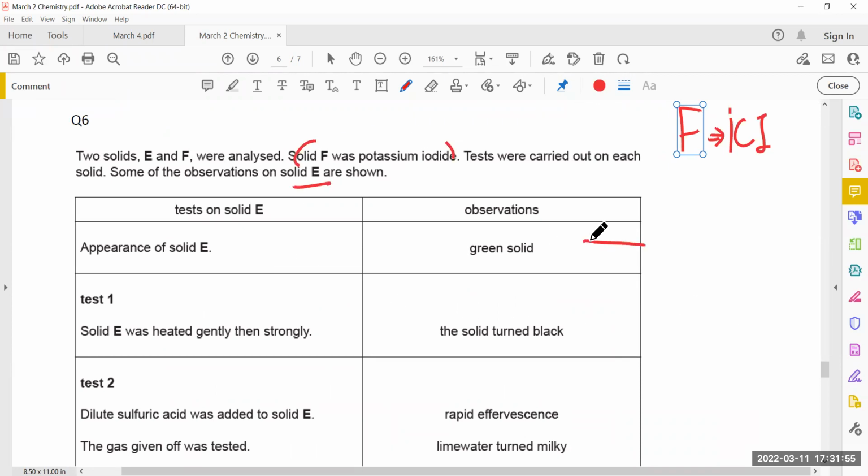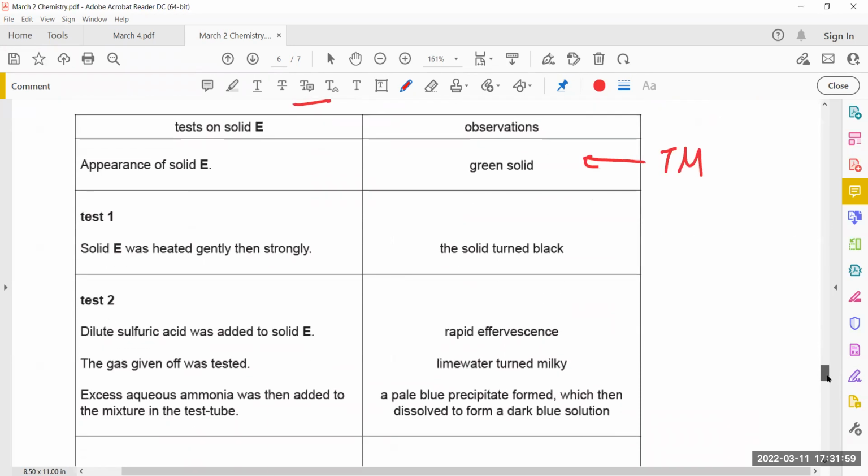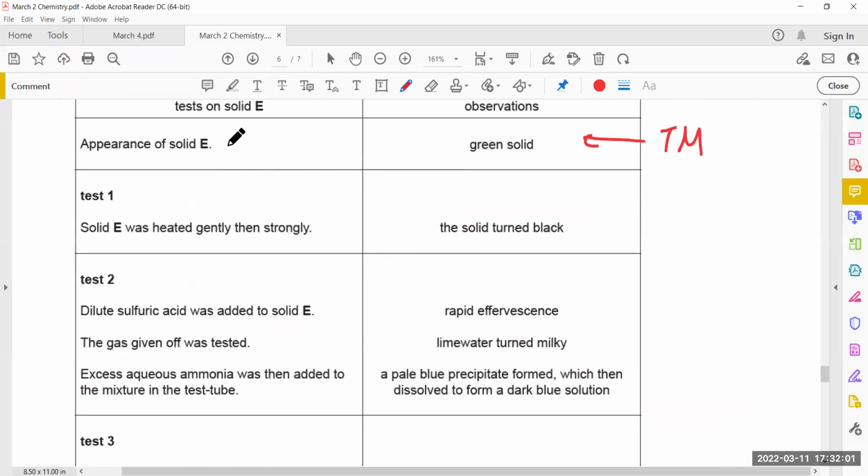E is a green solid, so you cannot say iron(II), you can only say it's a transition metal. Then you heat it up, it turns black. Only one thing is black, copper oxide. So it's definitely copper carbonate. Copper carbonate is green. Green turns black. But even if you look at this, you don't know.